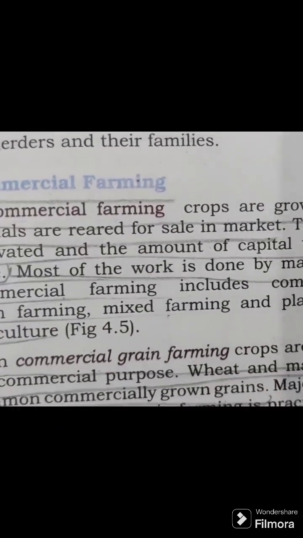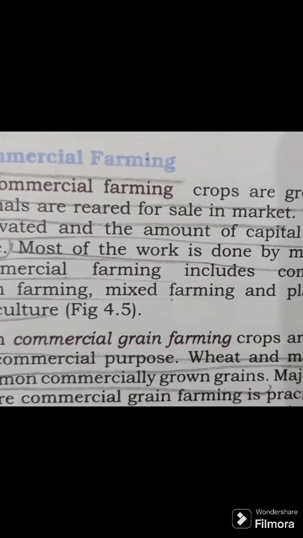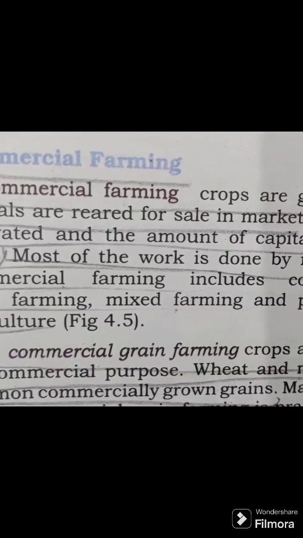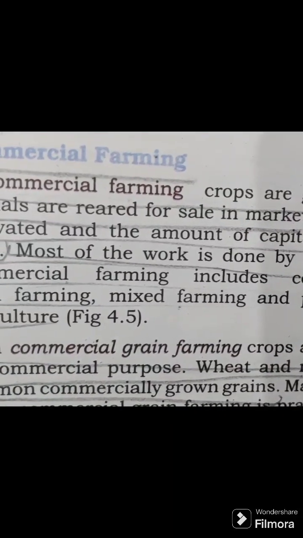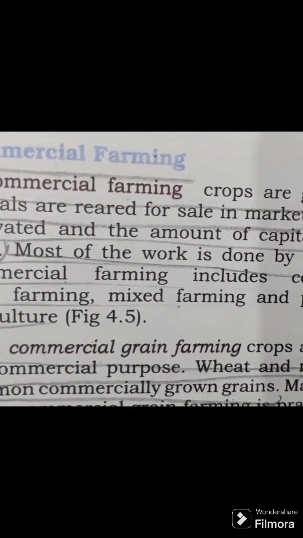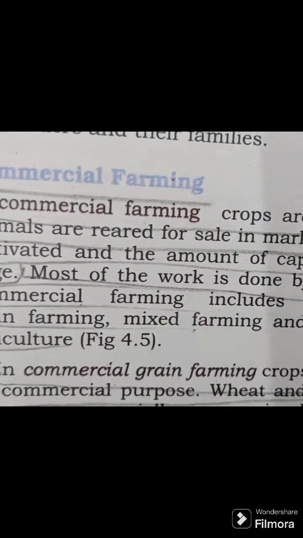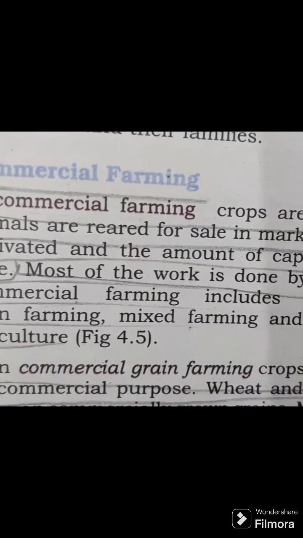Commercial farming. In commercial farming, crops are grown and animals are reared for sale in market. The area cultivated and the amount of capital used is large. Most of the work is done by machines. Commercial farming includes commercial grain farming, mixed farming and plantation agriculture.